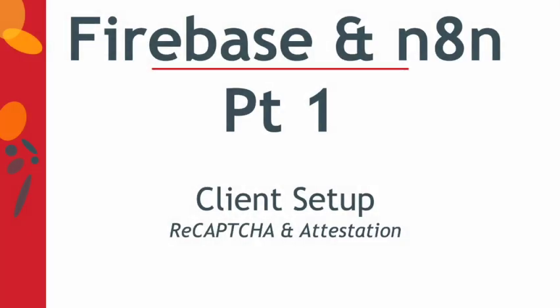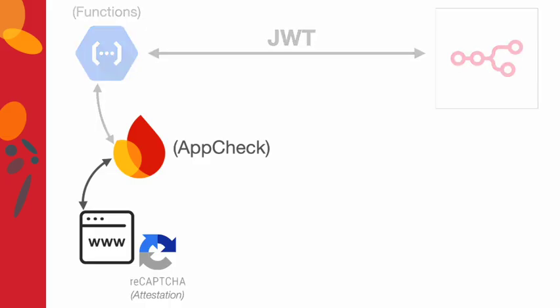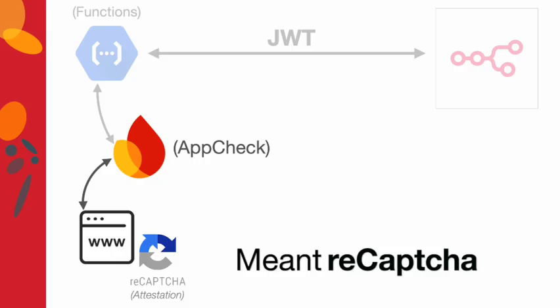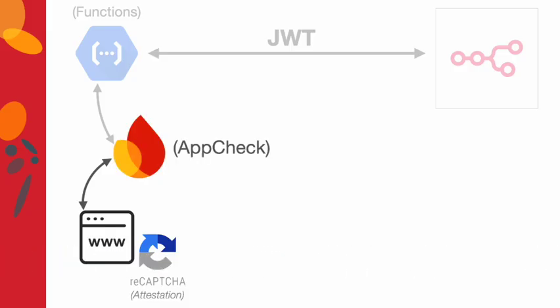This is part one of our Firebase and N8N integration. We went over the intro previously, and here we're going to actually talk about the client setup with reCAPTCHA and attestation. From the perspective of integration with Firebase and N8N, what we're going to be looking at here is the development of the actual web page, the integration with reCAPTCHA, which gives us our attestation service, and then integrating all of that within AppCheck within Firebase.